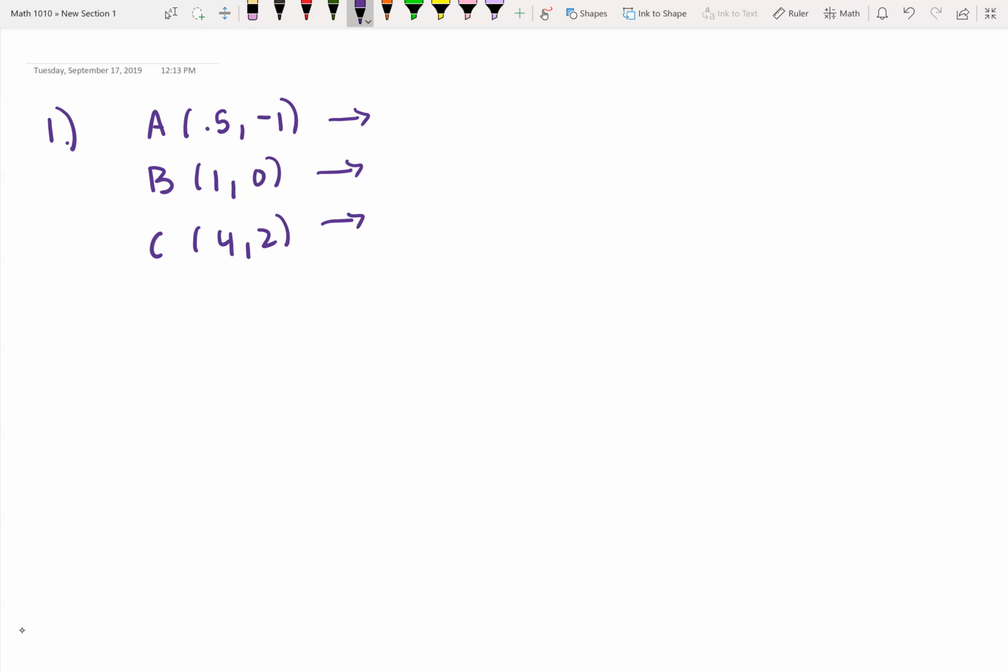So question number 1, you can look at that parent graph. I don't have the review pulled up, but anyway, the original points on the graph are A (0.5, -1), point B is (1, 0), and point C is (4, 2), okay? And then what we're going to do is change these. We're going to call the new points A prime, B prime, C prime.